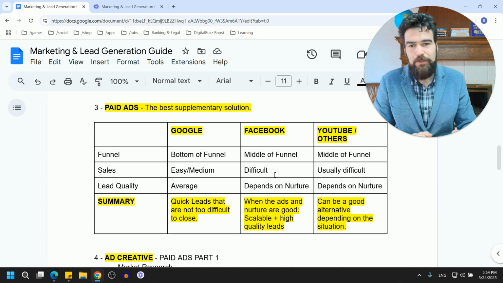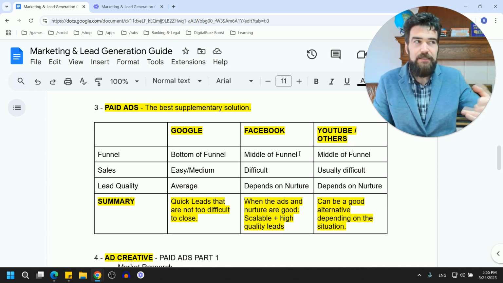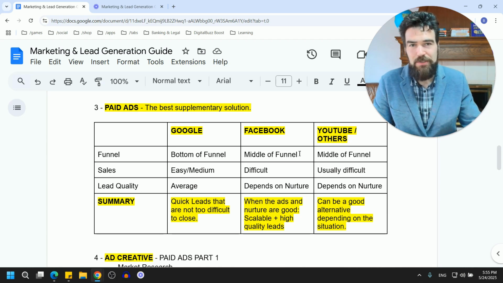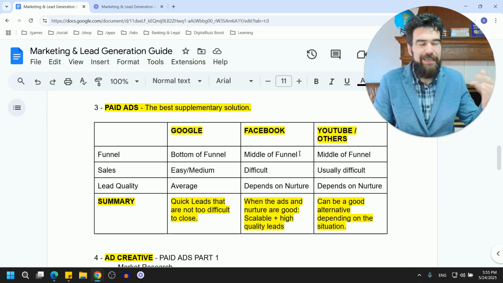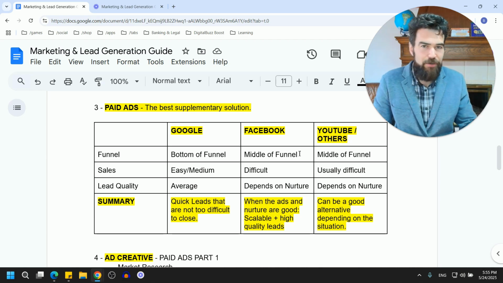Now let's look at Facebook. And Facebook is really the best long-term solution, especially if you're selling a higher priced product. These leads are in the middle of funnel. So this means that usually these people are not actively searching, but they already have the interest. So it's not like you're trying to educate them most of the time. You're just trying to speak about something relevant so that you can activate some desires in them that can then transfer into a sale.